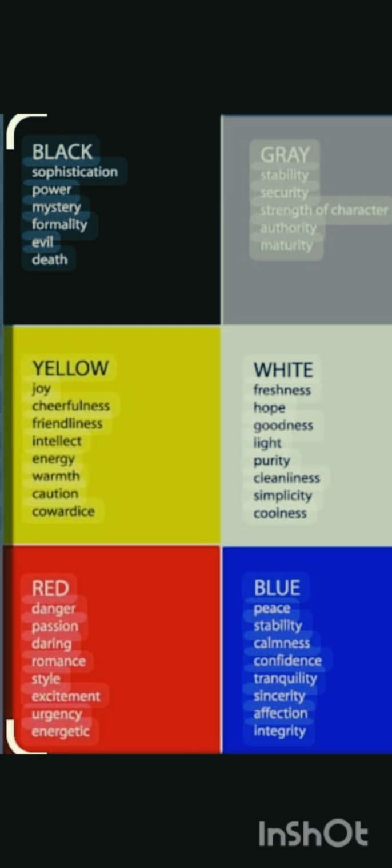Then the next color is known as the red color. So red is almost like fire normally. So it's going to signify danger, passion, daring, love. Then it signifies romance, style, excitation. Then red signifies urgency. It's like there's risk before you, or even within you. And it signifies energetics, being that the flame is really high.